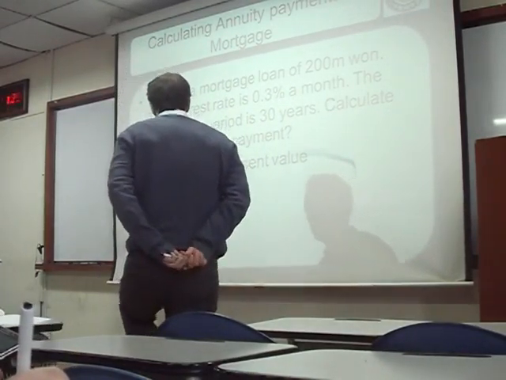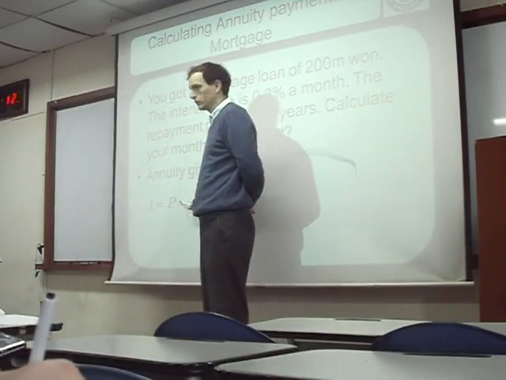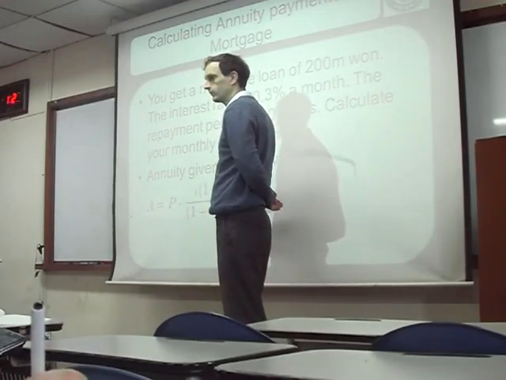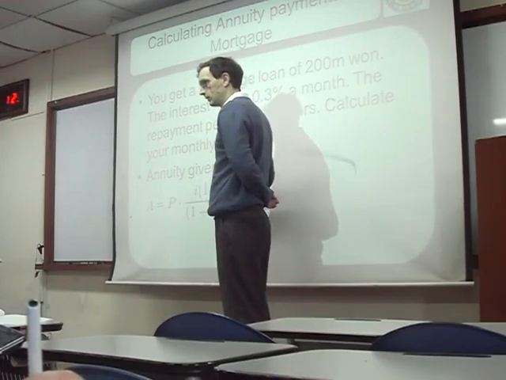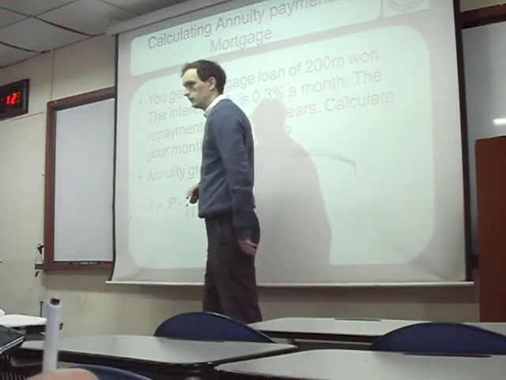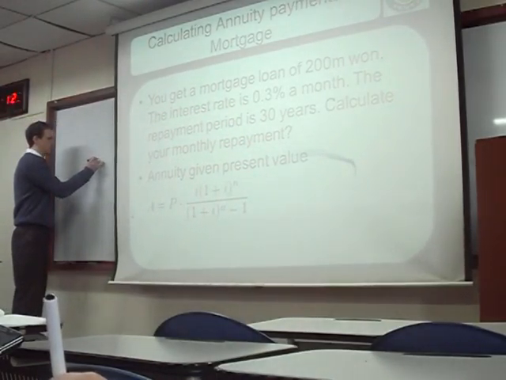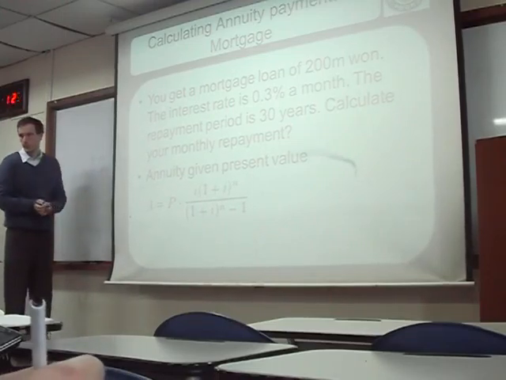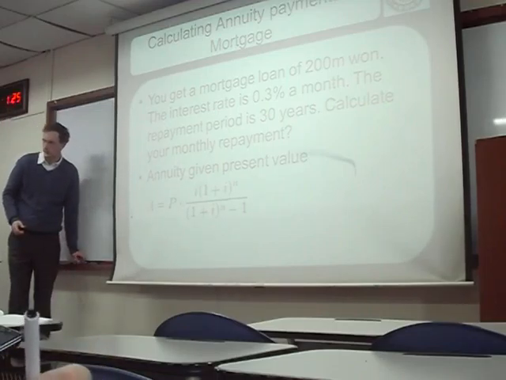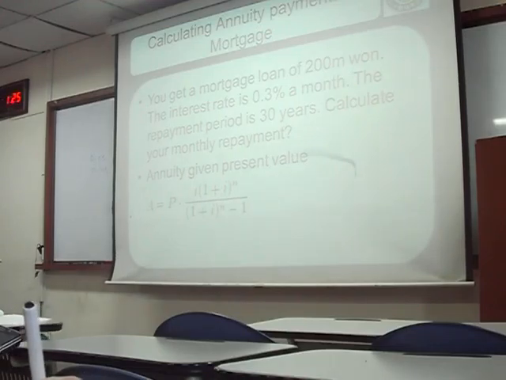Well, here we put what's P? P is the present value, right? What's the present value? What's the time? 360. We're doing it in months. What's the interest rate? 0.3. A lot of people make a mistake here. They write it as 0.03, right? 0.3% is 0.003.